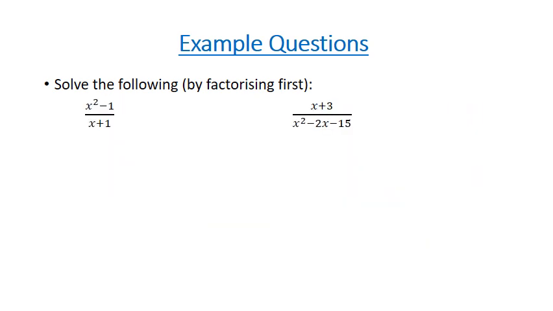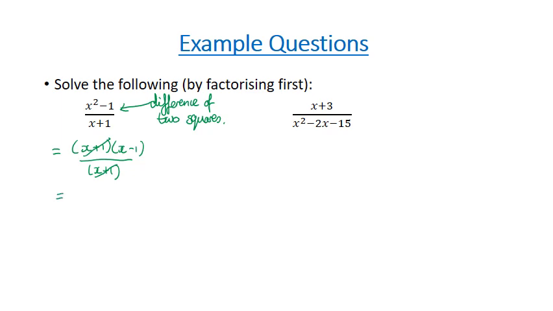Here are another couple of examples just to show you what you can do with factorisation. If you look closely, you will notice that this here is the difference of 2 squares. When we expand that, we end up with something that looks like this: x plus 1, x take 1, all over x plus 1. You can see that we can cancel off the x plus 1's. So this simply leaves us with an answer of x take 1.